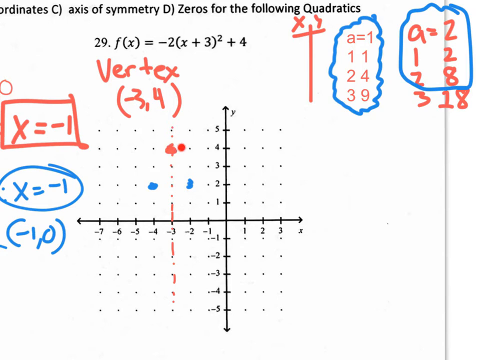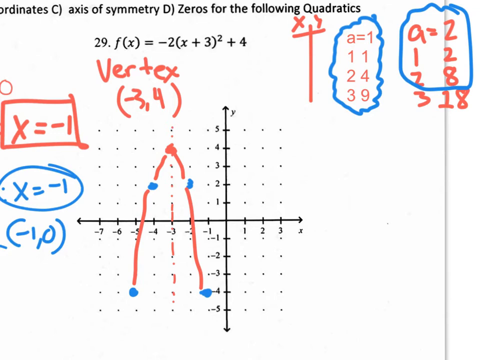So from the vertex you go 1, 2, 1, 2, 3, 4, 5, 6, 7, 8. 8 right there. So let's put that dot right there, map it over to the other side. We clearly see that it's 2 units away, so go 1, 2 this way, and put your dot right there. And ladies and gentlemen, we have our parabola that's opening down. That's a little bit narrower because it's technically vertically stretched by 2. It is opening down because the A value is negative.